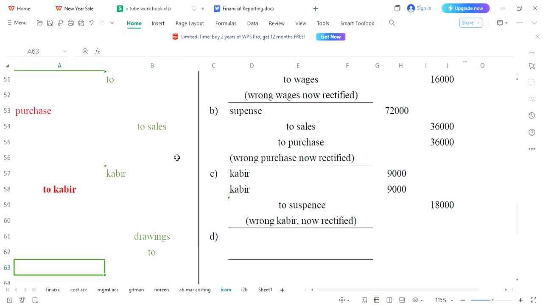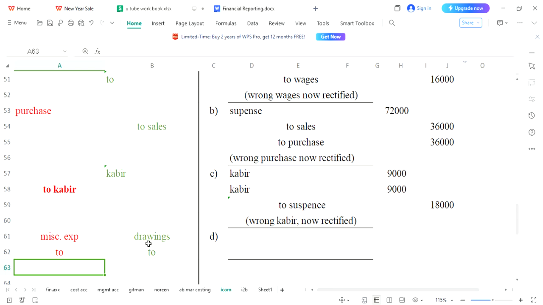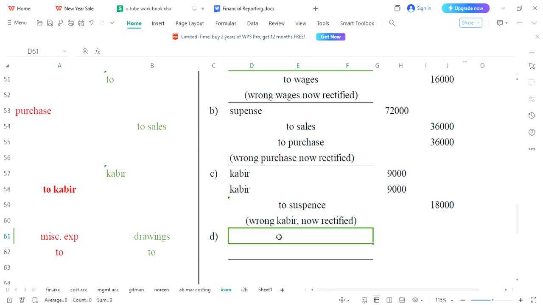So here by mistake we have written it in miscellaneous expenses. Again in the same way, drawings were required to be written on debit side, but we have not written. And I was telling you, whatever is green, it would be posted exactly at the same spot. So drawings were required to be written on debit side, and we have written. On the other hand, miscellaneous expenses was written wrongly on debit side.